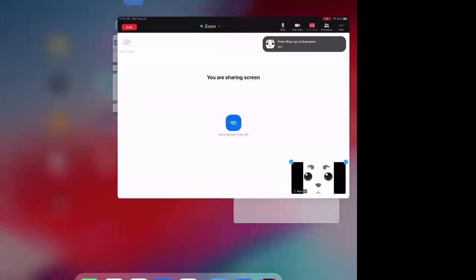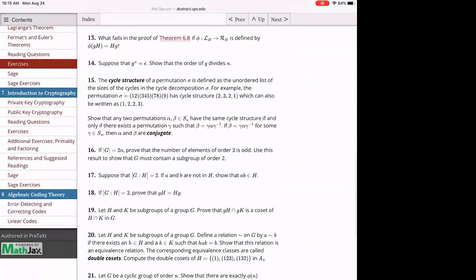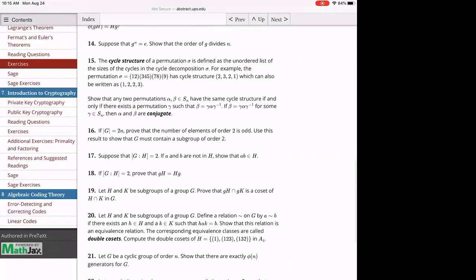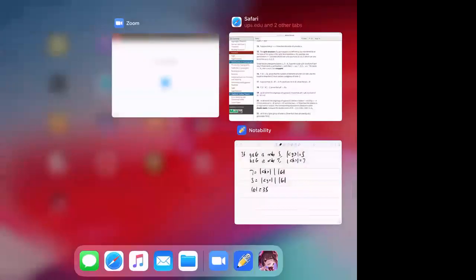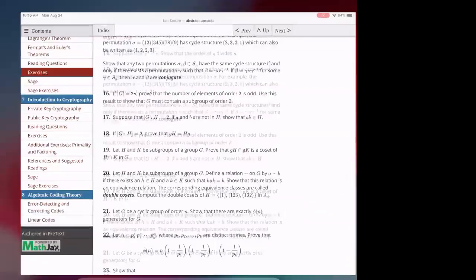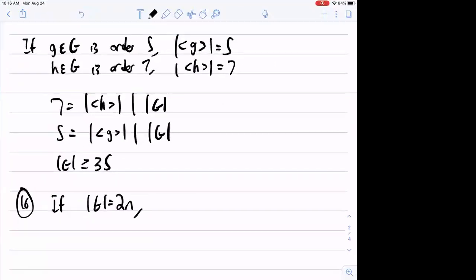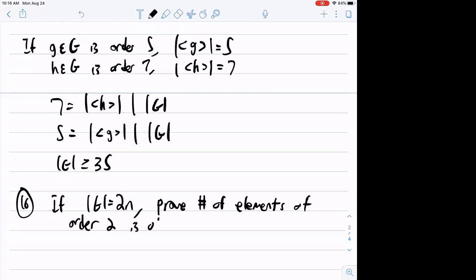Okay, let's move on. Let's do something harder. Let's do something with orders. Let's do 16, yeah? So 16: if the order of G is 2n, prove the number of elements of order 2 is odd.